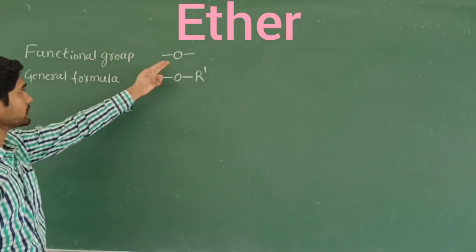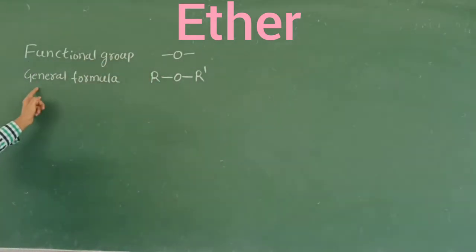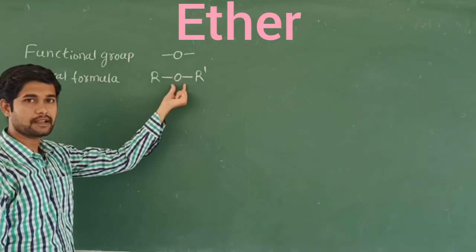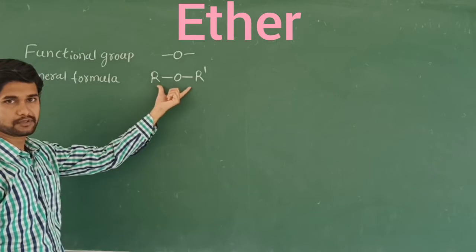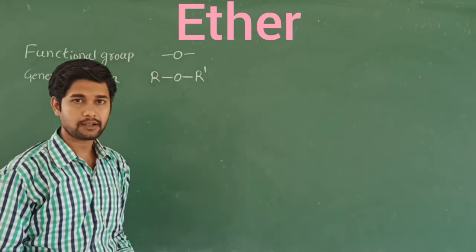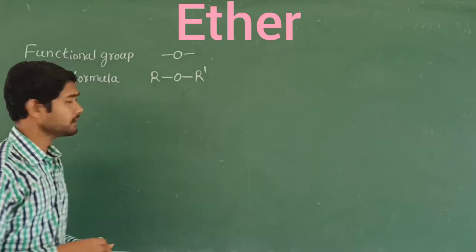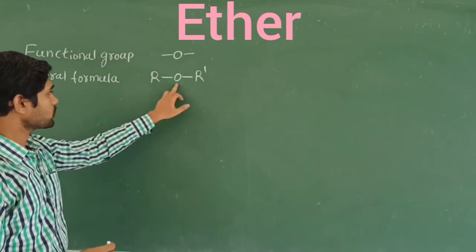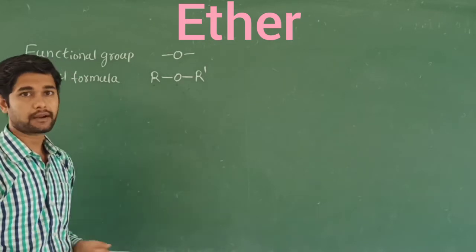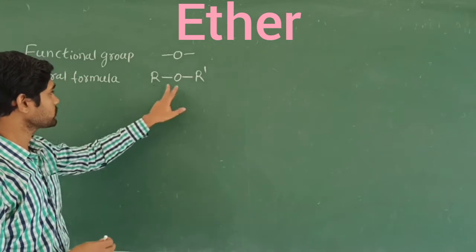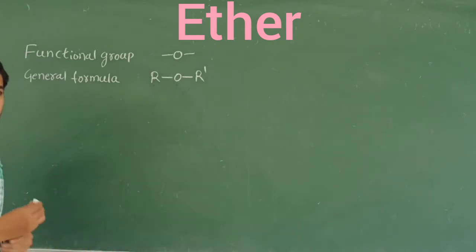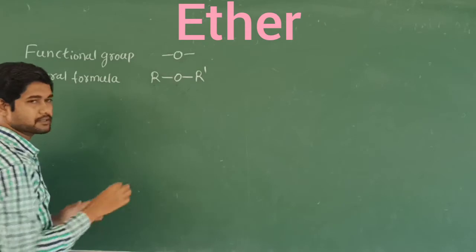It is the functional group, denoted like this, and its general formula is ROR dash. I mean this oxygen is linked to two alkyl groups or aryl groups. This R and R dash are nothing but alkyl groups or aryl groups. At the same time, this oxygen atom may attach to two alkyl groups or two aryl groups, or it may be different groups. One is an alkyl group, one is an aryl group. Let's see the example. You can understand here. So R and R dash means they are different groups.